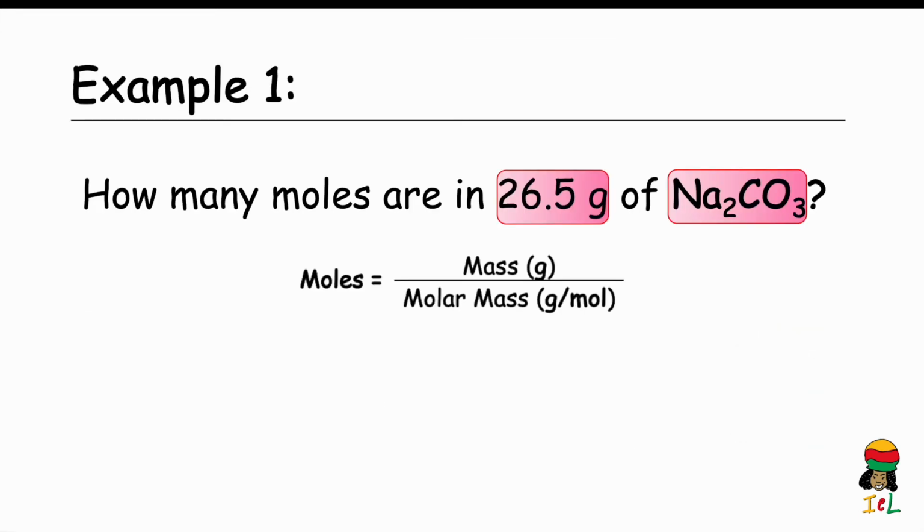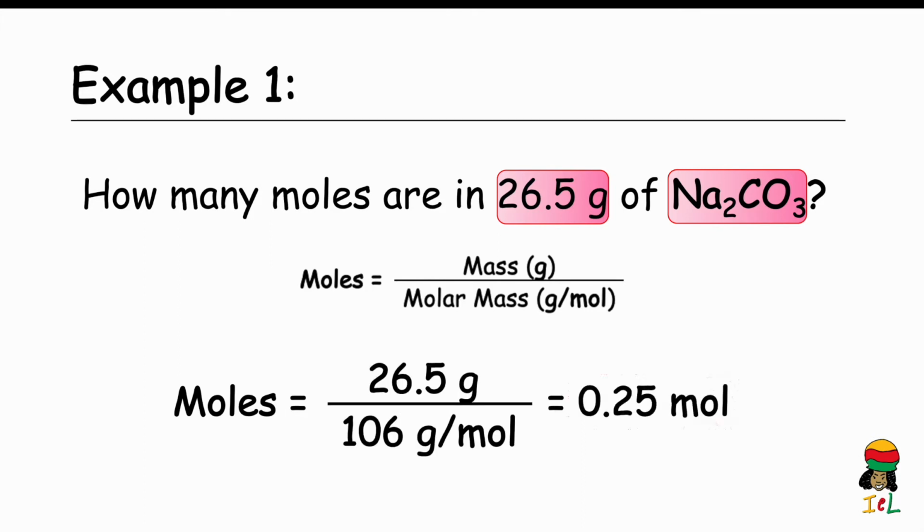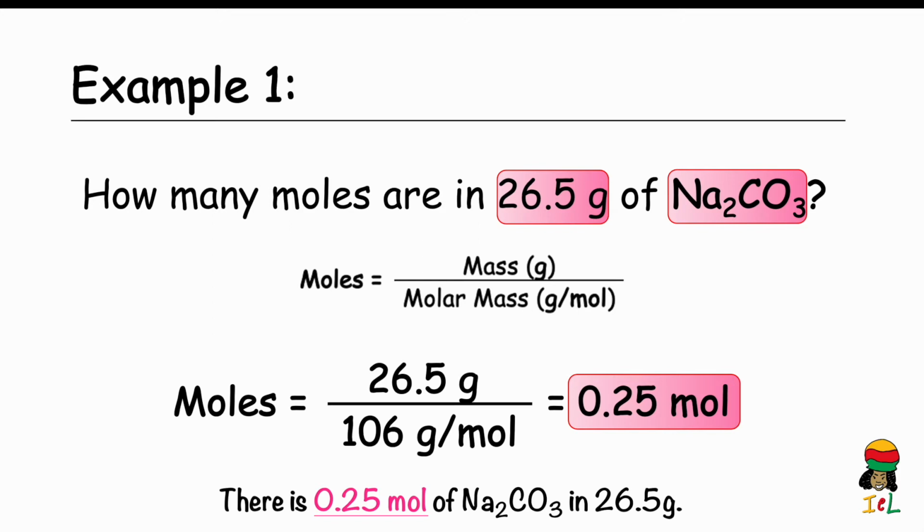So we can now use the equation to find the number of moles in 26.5 grams of sodium carbonate. So what we have, moles will be equal to 26.5 grams divided by 106 grams per mole. And that turns out to be 0.25 mole. Therefore, we can say there is 0.25 moles of sodium carbonate in 26.5 grams.